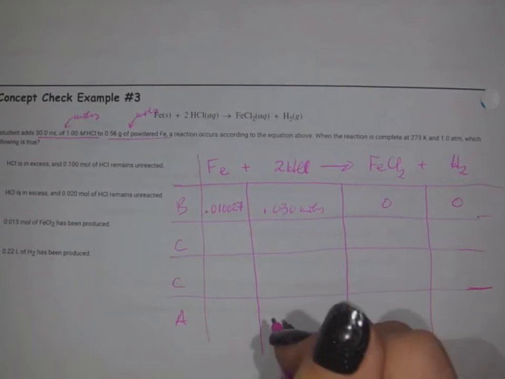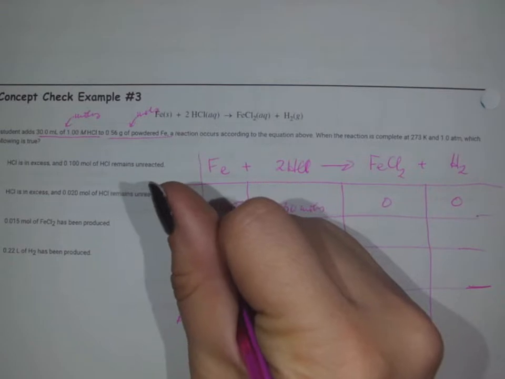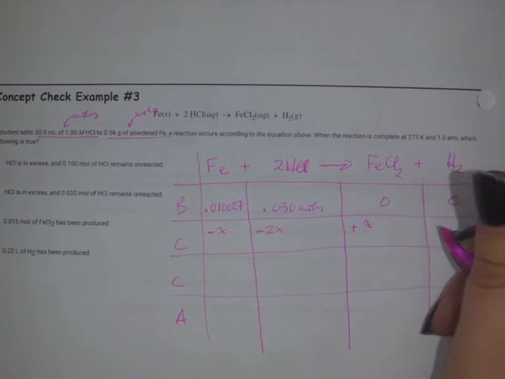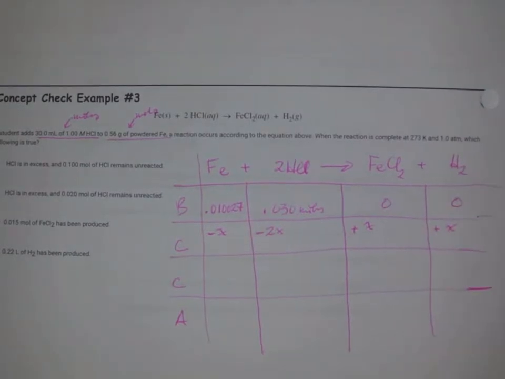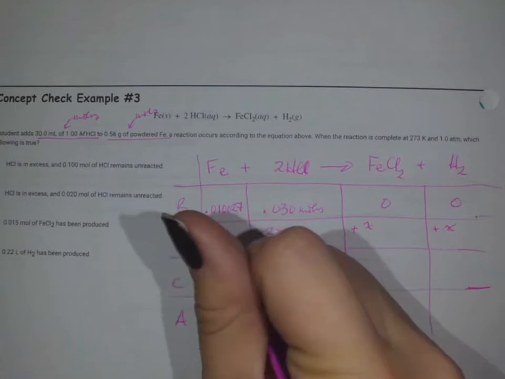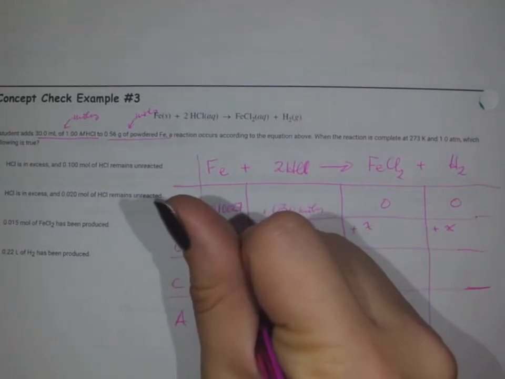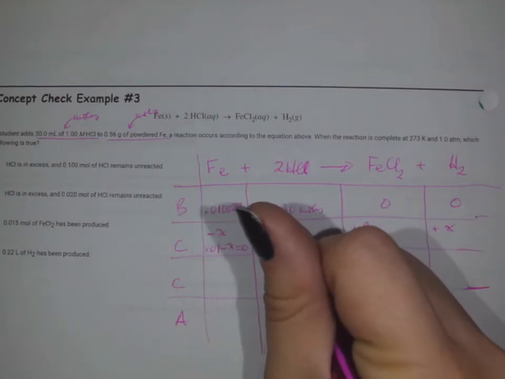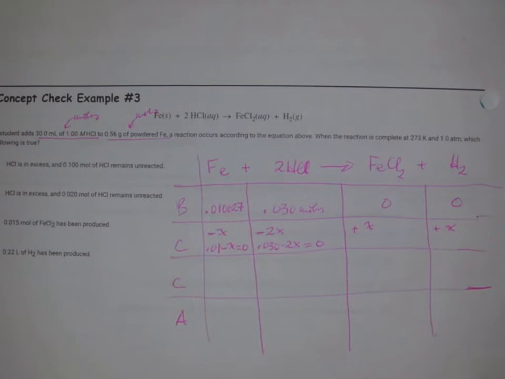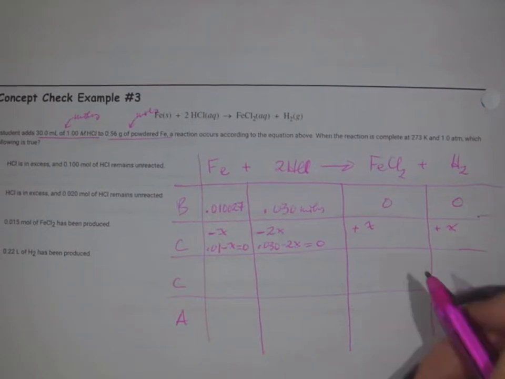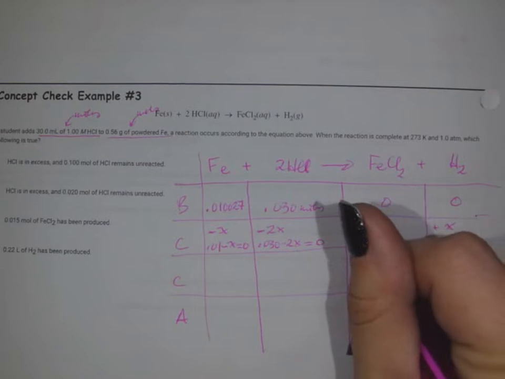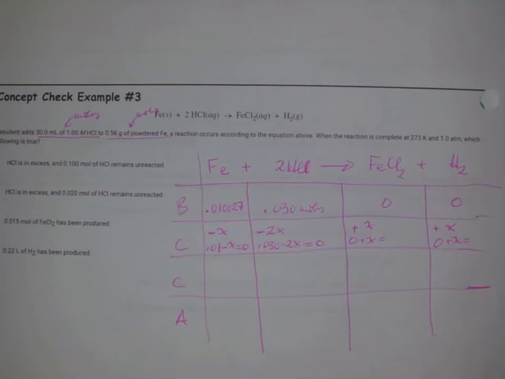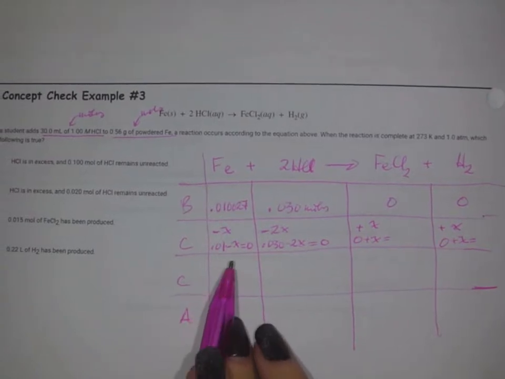Okay. Now the change, there's a coefficient of 1, so this is going to be a minus x, this is going to be a minus 2x. My products are going to be plus x and plus x. Now, we're going to take this 0.01, etc., this long number, minus x, and see if that's equal to 0. And then we're going to do 0.030 minus 2x and set that equal to 0. And these ones we know in a moment we're going to be doing 0 plus x and figuring out what that's equal to, and a 0 plus x, so we'll end up with the same amount of moles for both of those. So let's calculate.